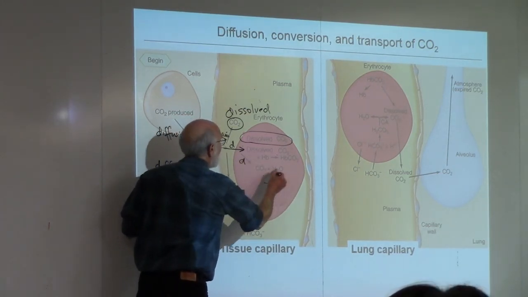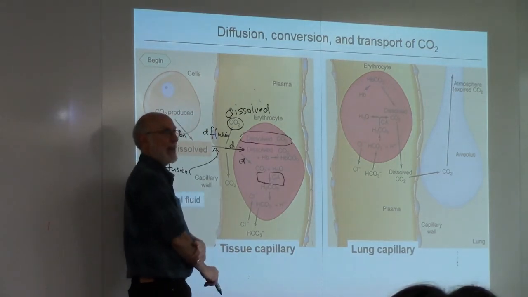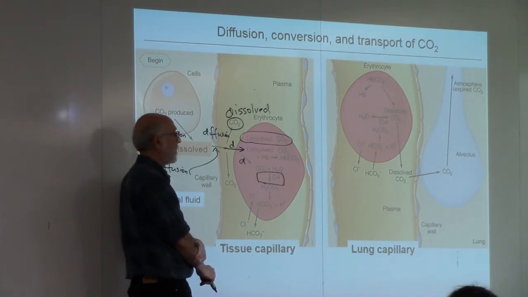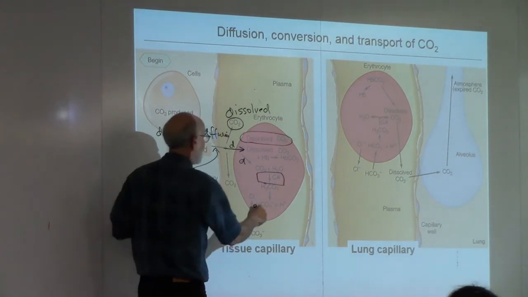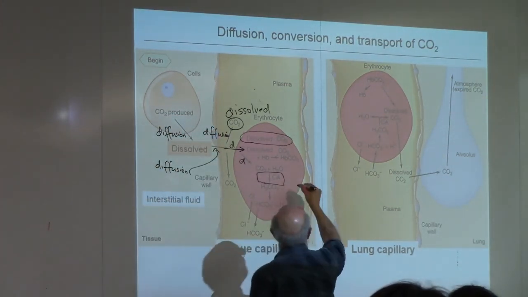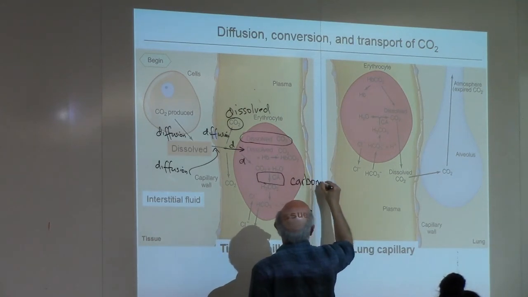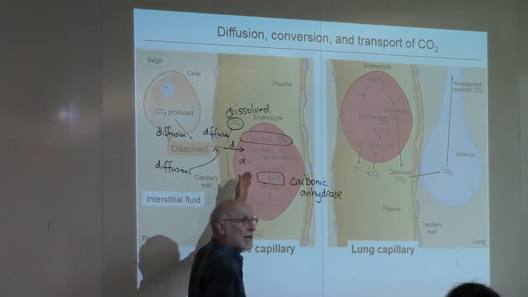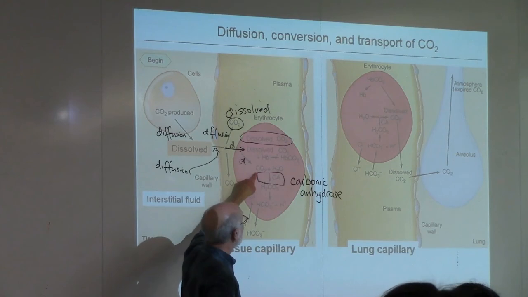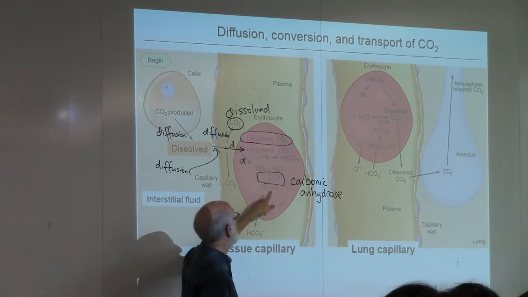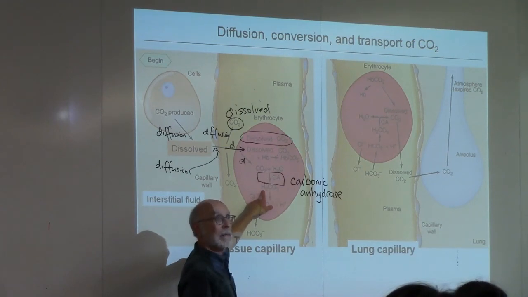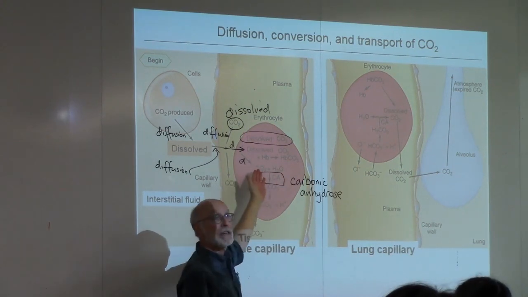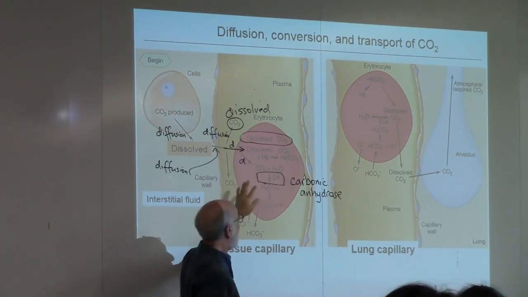What is this arrow? And what is CA? This is the enzyme carbonic anhydrase. That catalyzes or accelerates the reaction that allows the CO2 that just diffused there and the water that's there, because it's a fluid, to become carbonic acid. This is the chemical association of CO2 and water. And let's stop there.